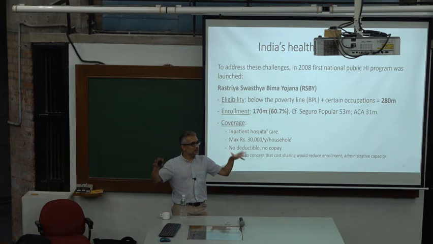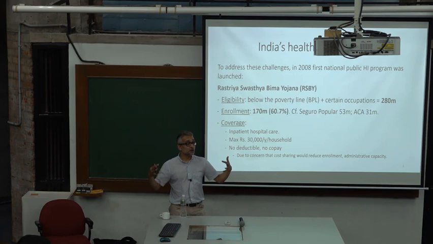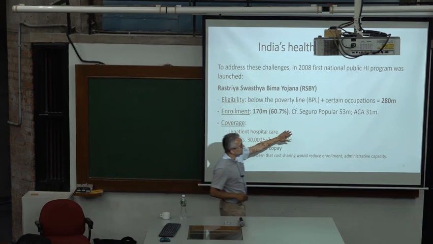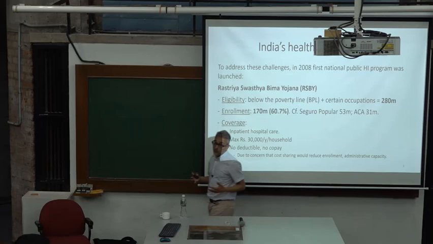Because we're in India and we're used to large population numbers, we say only, but this is arguably the world's largest health insurance program. So that's something really important to think about. If you want to think about contrast, Seguro Popular, which is Mexico's program, has 53 million. The Affordable Care Act has 31 million. We think of those as really big deals.